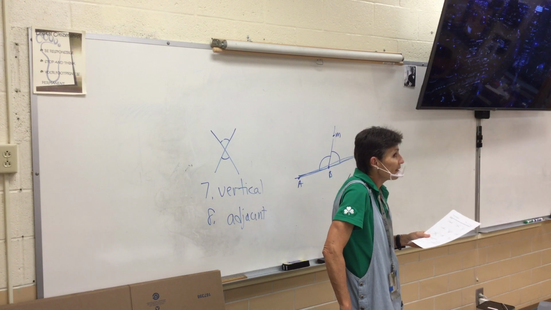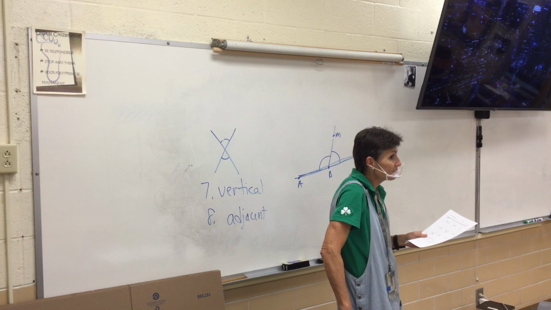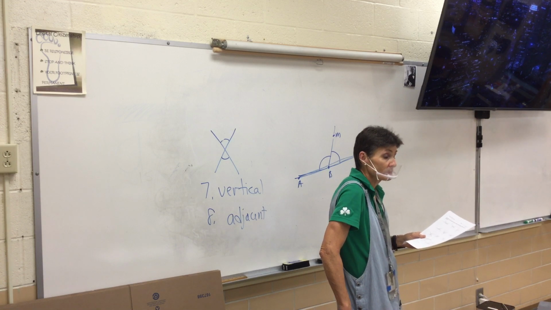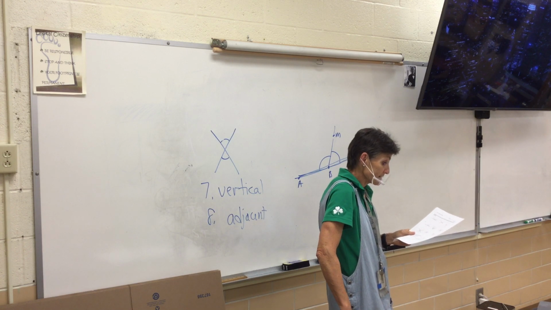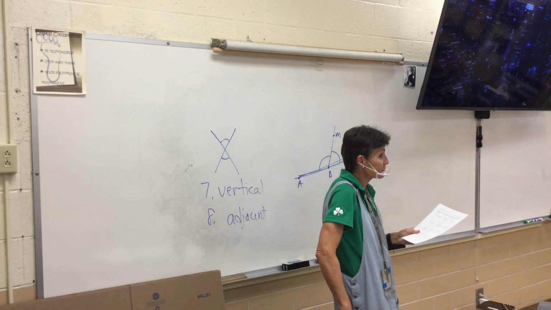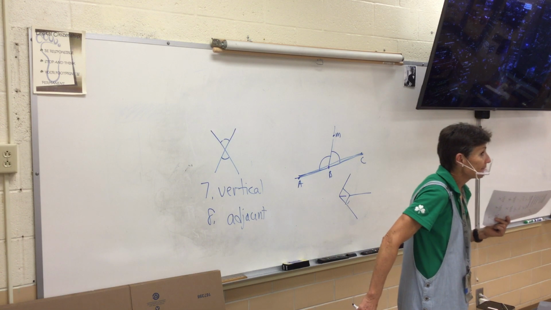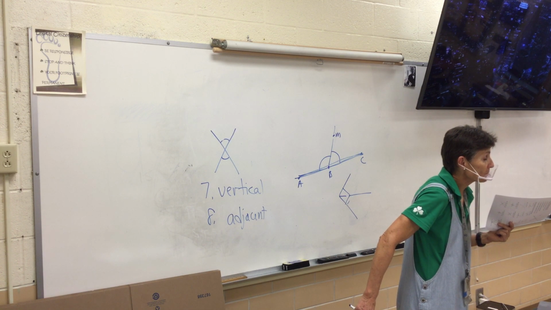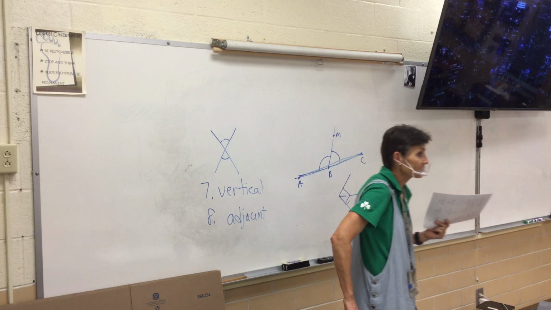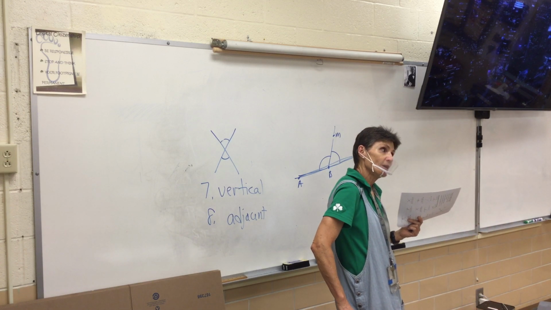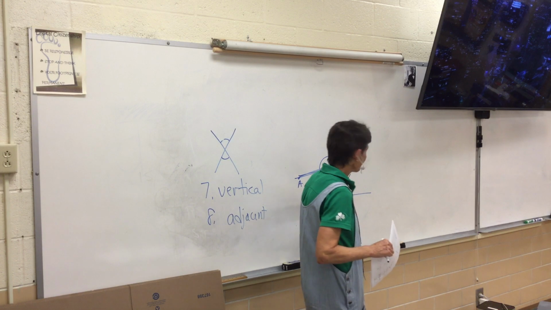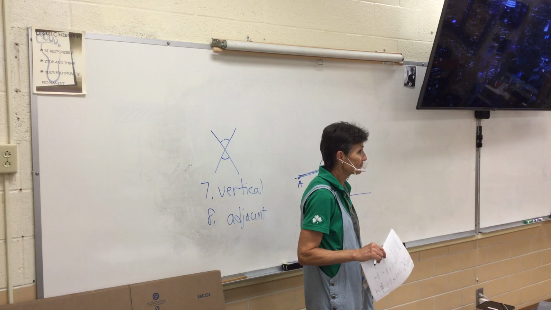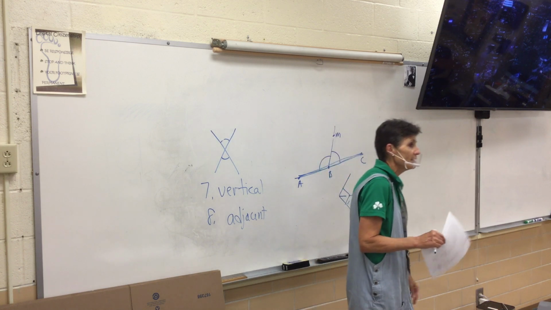11 and 12. Scout? What's 3? 3 is adjacent. Now look carefully at 11 and 12, Carson. What do you think, Carson? Can it be 2? Complementary? No. Complementary, you have to have a 90 showing up somewhere if they're going to be complementary. Declan? They're a linear pair.